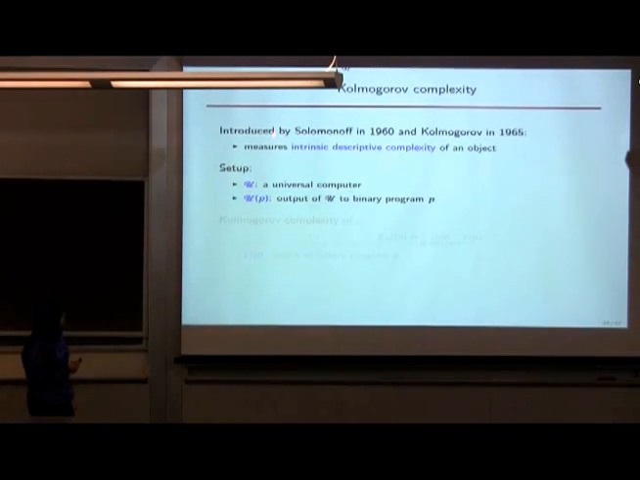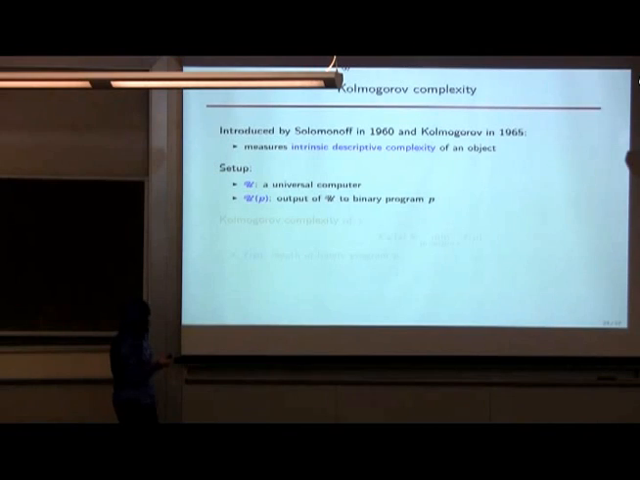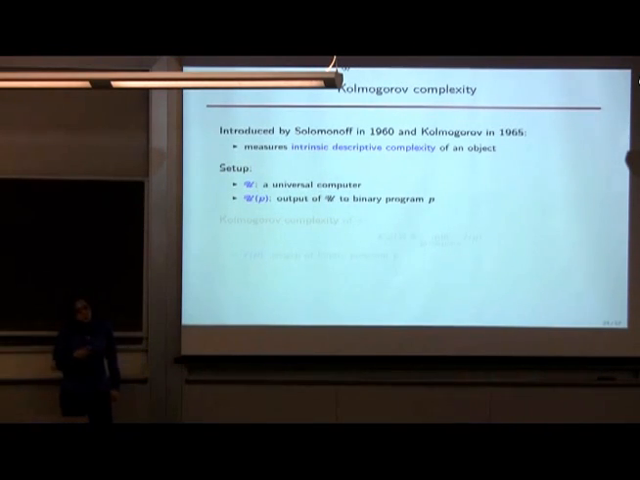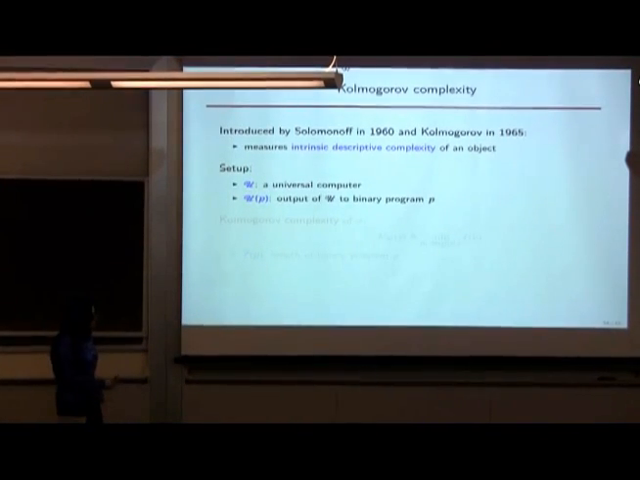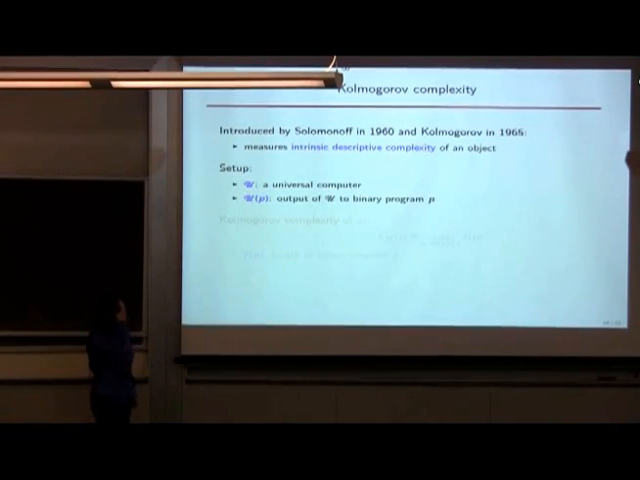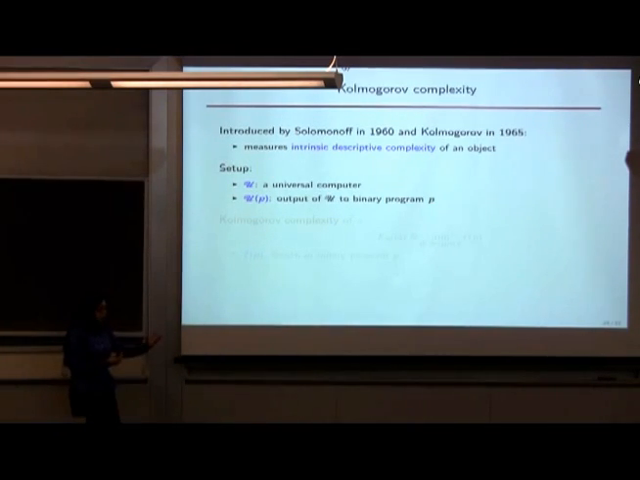This concept was introduced by Solomonoff in 1960 and Kolmogorov in 1965, and it measures the intrinsic descriptive complexity. So how is it defined more rigorously? Assume that I have a universal computer, but for now, assume it's a normal computer that we use every day. This computer gets a program, which is just some bits, 0s and 1s, and generates an output.